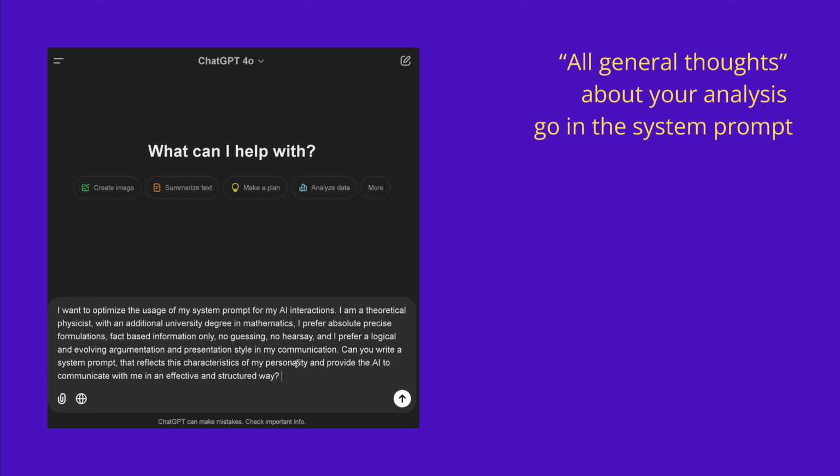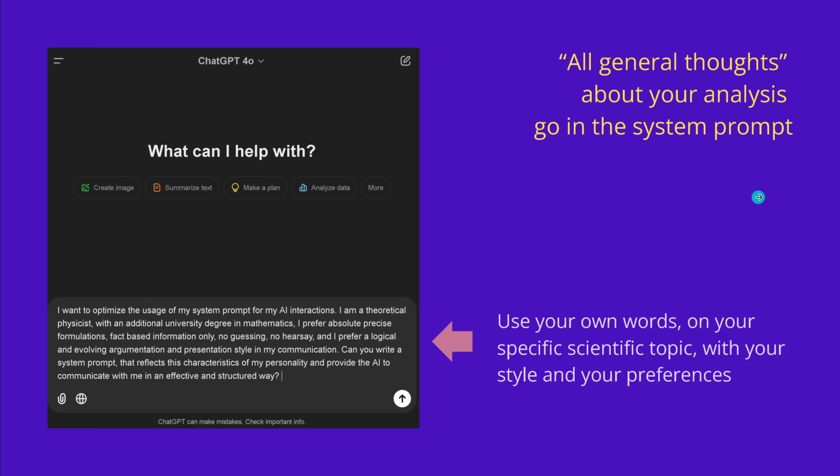And now I ask the AI, hey, can you write a system prompt that reflects this characteristic set of my personality and enables the AI to communicate with me in an effective and structured way. So I have no idea what the AI is going to do, but I tell the AI, hey, this is me, this is my expectation. Can you adapt to this and can you now write an instruction so that you, as an AI, understand how you should behave? Simple, no?